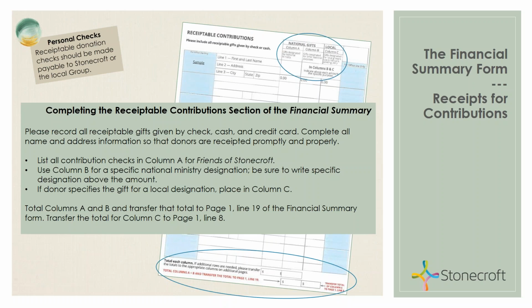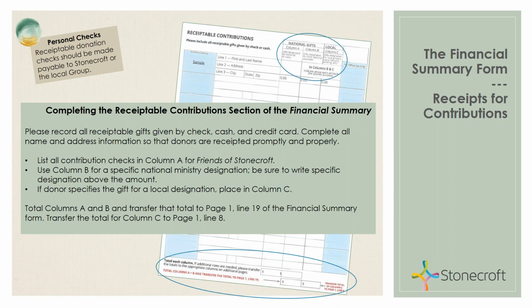Completing the receivable contributions section of the financial summary. Please record all receivable gifts given by check, cash, and credit card. Complete all name and address information so that the donors are receipted promptly and properly. List all contribution checks in column A for Friends of Stonecroft. Use column B for a specific national ministry designation. Be sure to write the specific designation above the amount.